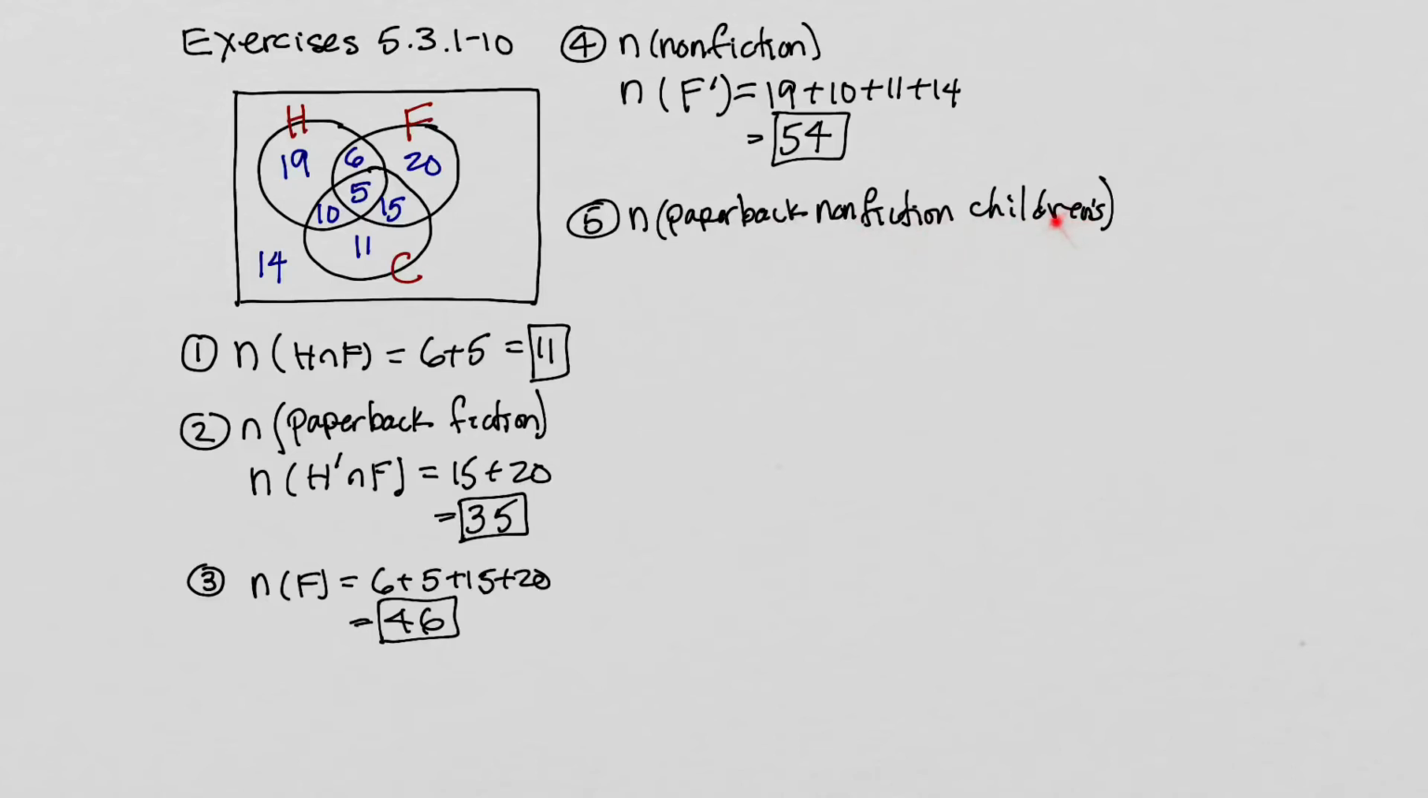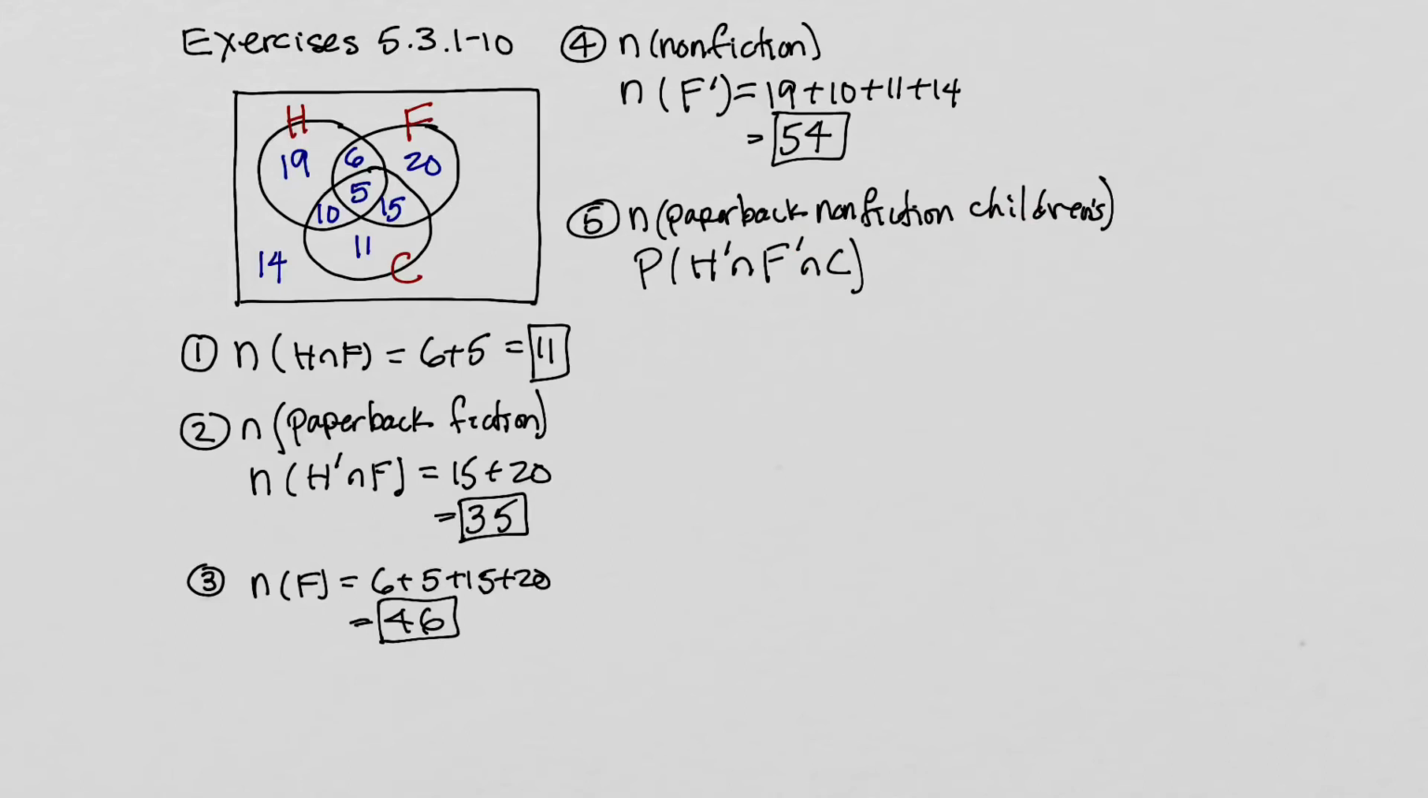Problem number 5 asks us how many books are paperback nonfiction children's. So what we're looking for are paperback. Now paperback is outside of hardback. So let's write this like this. This is going to be the number that are not hardback and not fiction and children. So does that make sense? Paperback is going to be not hardback. Nonfiction has to be an and because they have to be both. Nonfiction is going to be outside of fiction. Children's books. So and children's.